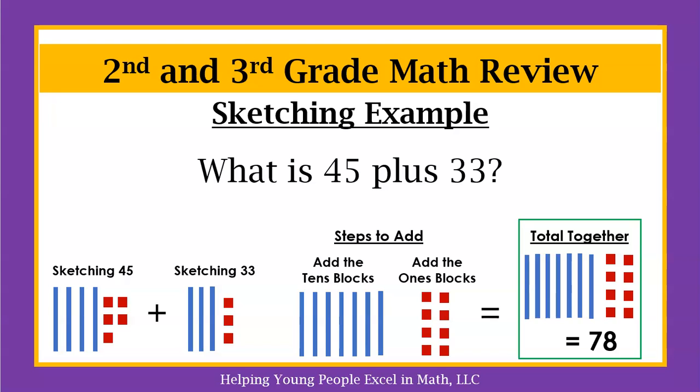Now, our next step is to add the ones blocks. We have 1, 2, 3, 4, 5, 6, 7, 8. When we total all of those together, we have 7 tens blocks. So we are going to have a 7 in our tens place for our place value, and 8 in the ones place value because we have 8 ones blocks. Our answer is 78. Let's move to our next example.